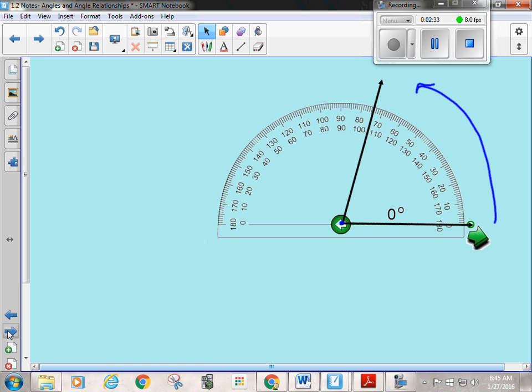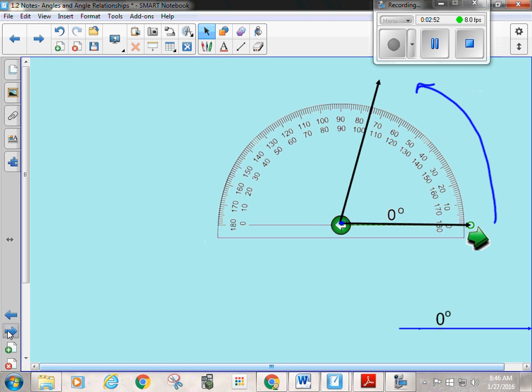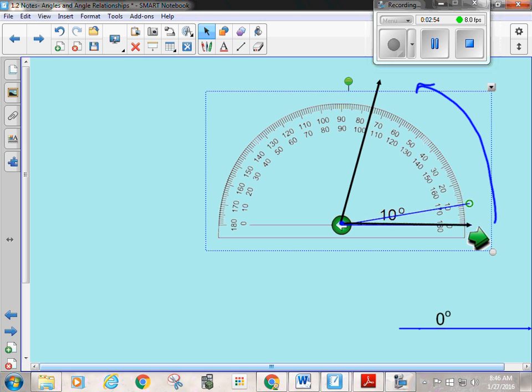Because my angle opens this direction, I'm going to use my top numbers. Whatever your bottom ray starts at, that starts at 0. I want my angle to stay there. See how I'm moving in the same direction as my angle, and I'm going to look until my angle lines up, and I see that that's about 76.